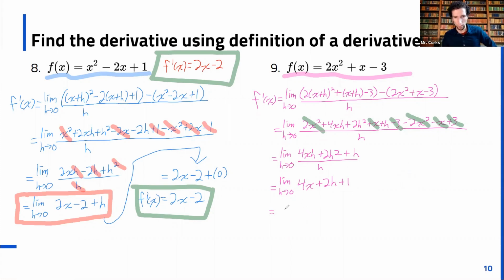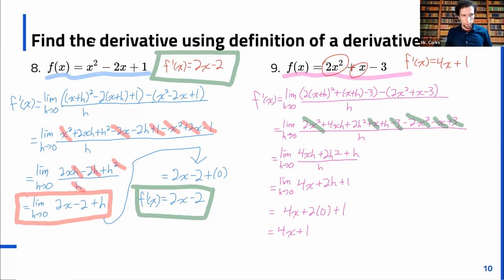So we set h equal to zero for 4x plus 2 times zero plus one, for 4x plus one. And that is exactly what we should be expecting from our shortcut rules here. f prime of x, product rule, two times two for x minus one for the exponent. So one, and then derivative of just x is one. There we go.